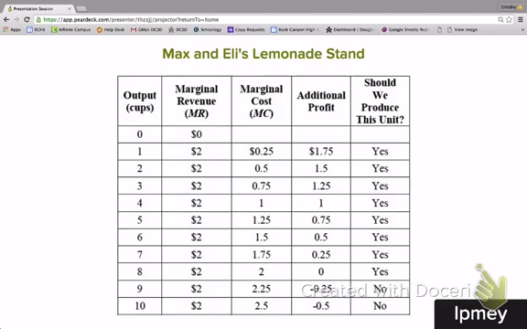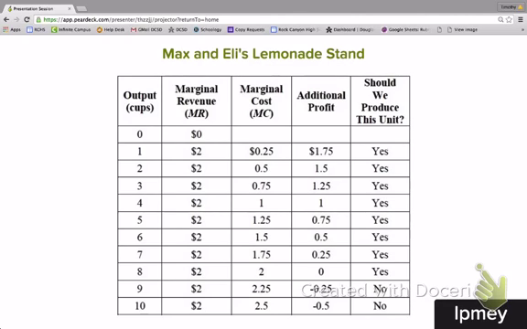So because they're making this decision this way, they will never produce the 9th unit, because the additional dollars coming in as marginal revenue are always outweighed by the additional dollars going out as marginal cost past the 9th unit. So for units 1 through 7, profits are rising because marginal revenue is greater than marginal cost. So these should definitely be produced.